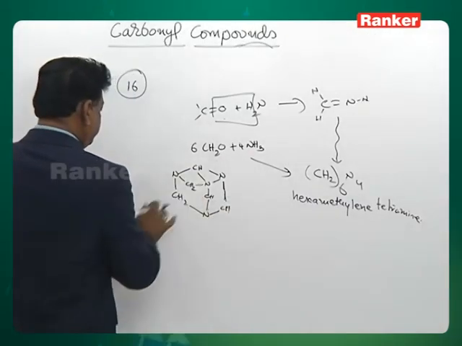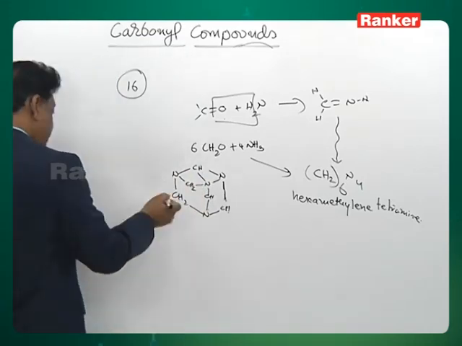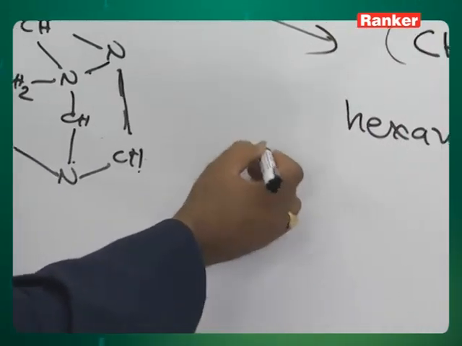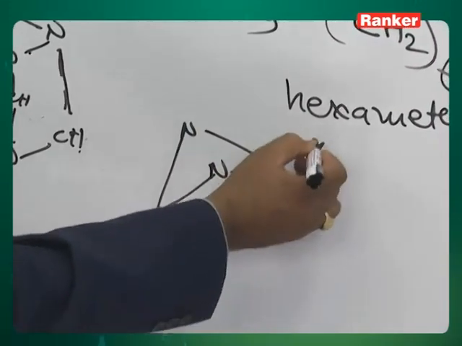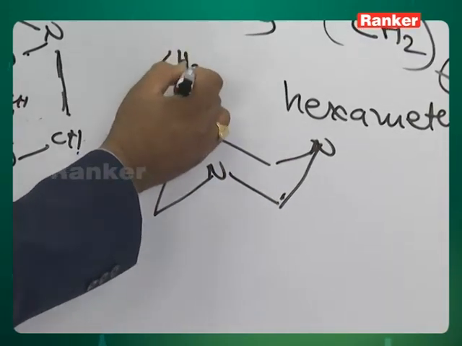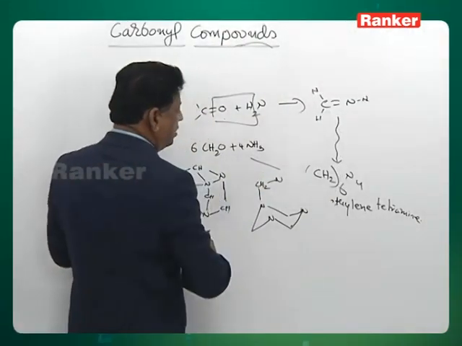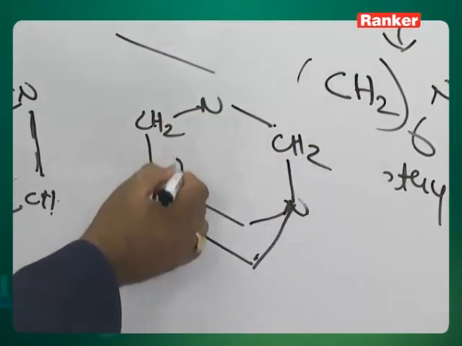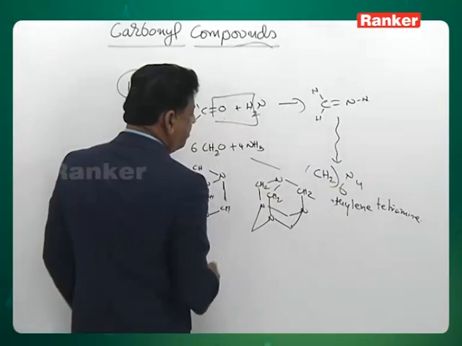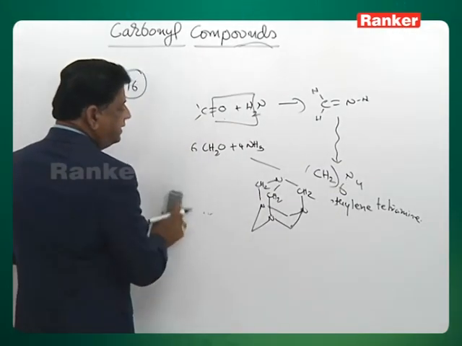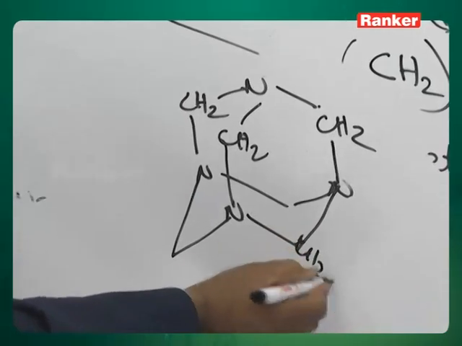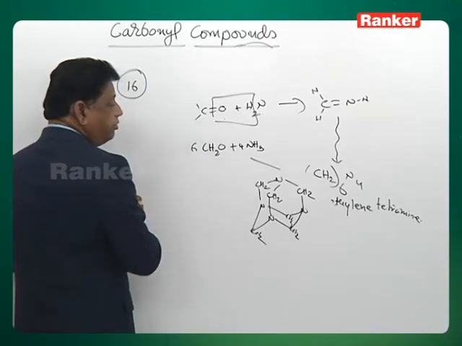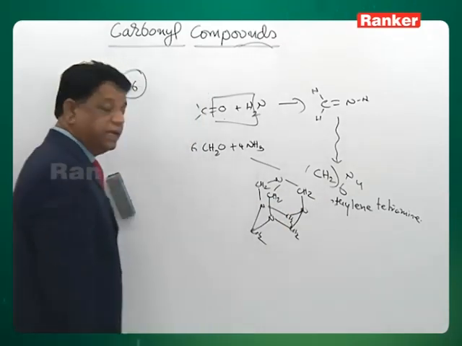Hexamethylene tetramine. You have actually a 3-dimensional structure that may be written like this. Hexamine, it is also called commercially hexamine. Every nitrogen will have 3 CH2 linkages. This is called a hexamine also. Hexamethylene tetramine is also called hexamine.